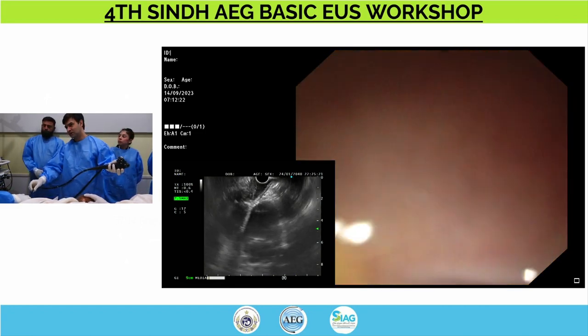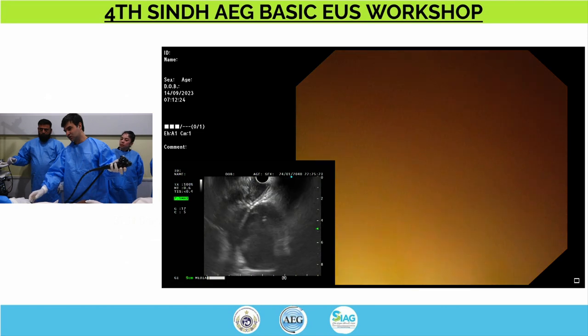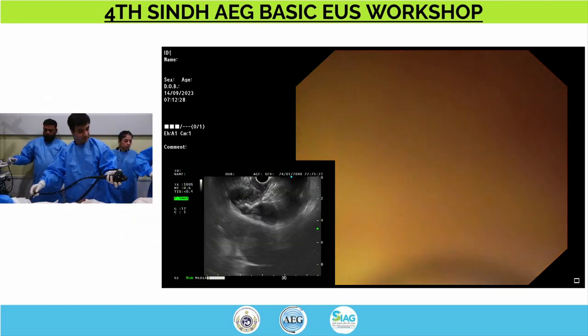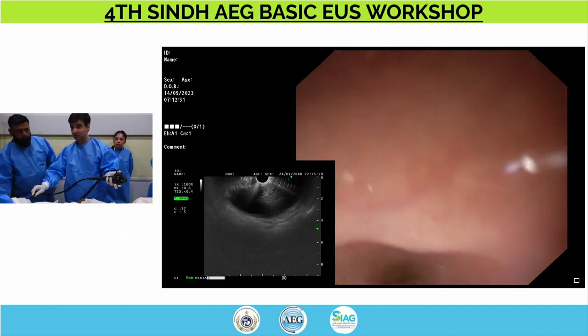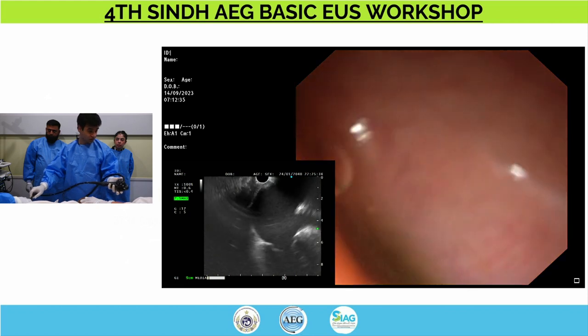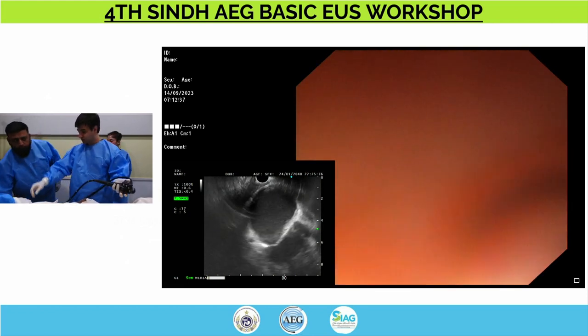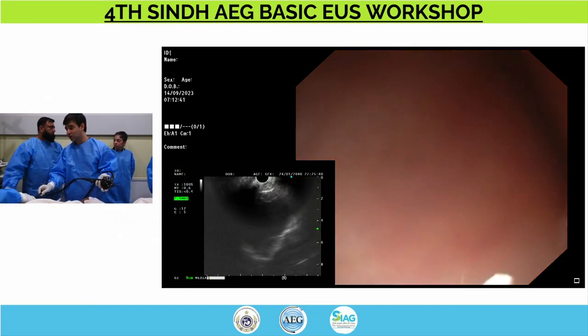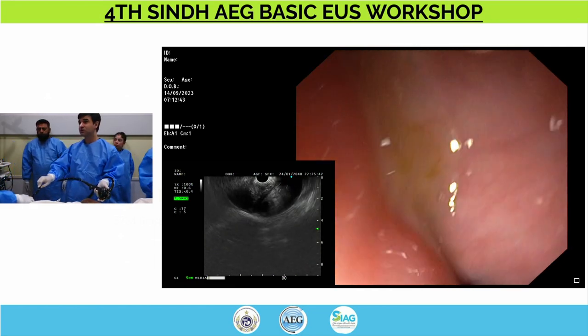Okay. And I see some secretions here. So we're going to ask to raise the head of the bed up a little bit and maybe sedate our patient a little deeper so that he does not aspirate. Take the bed up a little bit. So the one thing that you never want to deal with is an aspiration during an endoscopy.